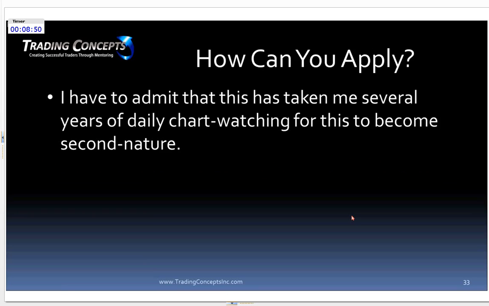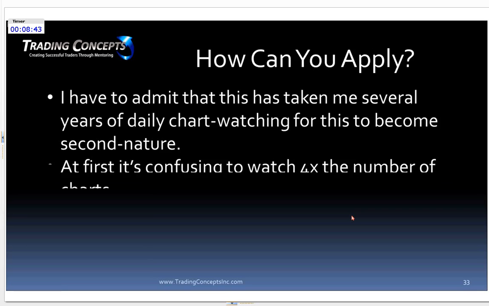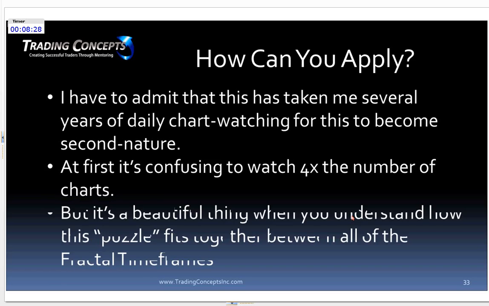I have to admit that this took me several years of staring at a chart every day for this to become second nature. This is not something you just pick up overnight, but I do want to plant the seed with you guys tonight before I leave. So at first it's very confusing to watch 4 times the number of charts, right? It can be very confusing because all of a sudden you lose track. You know, do I follow the larger anchor chart, or do I focus on my main time frame chart? What do I do? But it's a beautiful thing when you understand how this puzzle fits together.